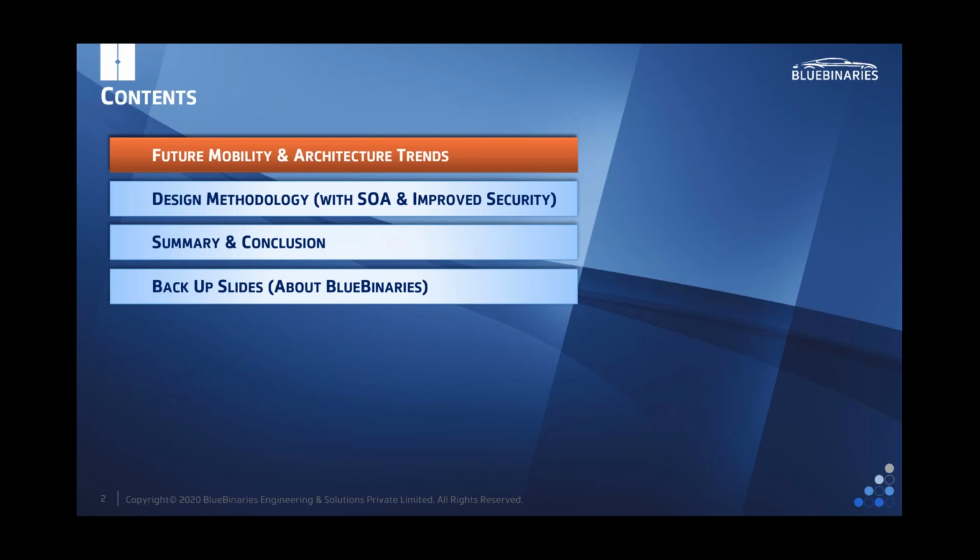There are some backup slides. If time permits, we would touch upon that. Otherwise, these are the major contents.